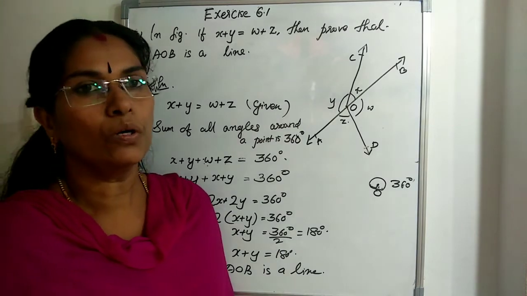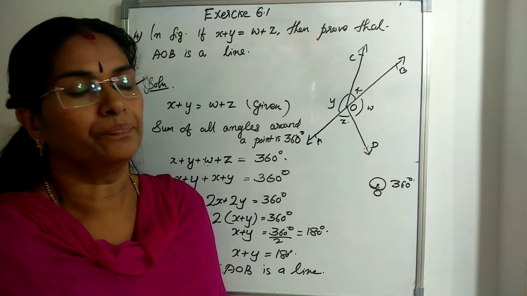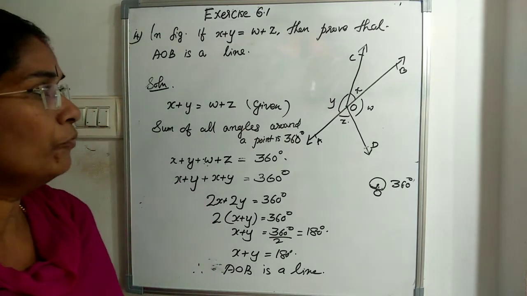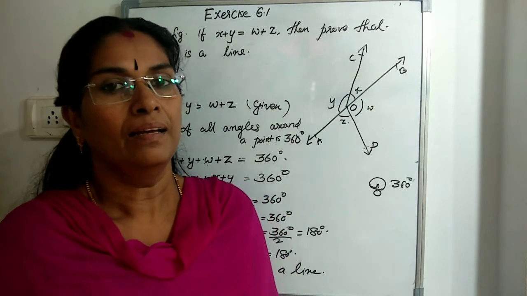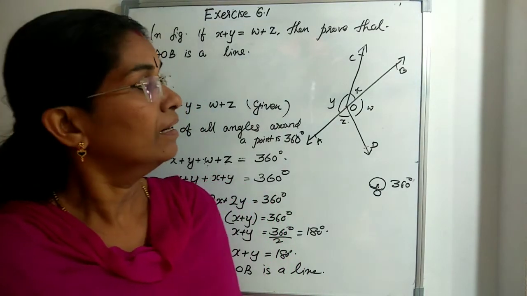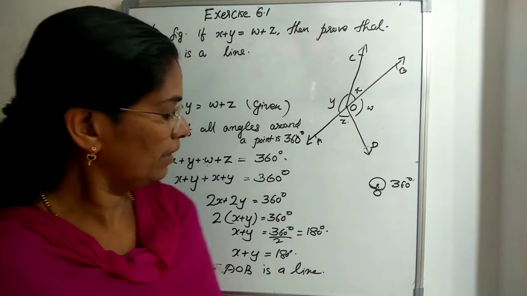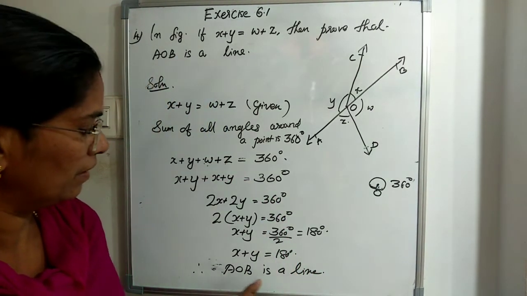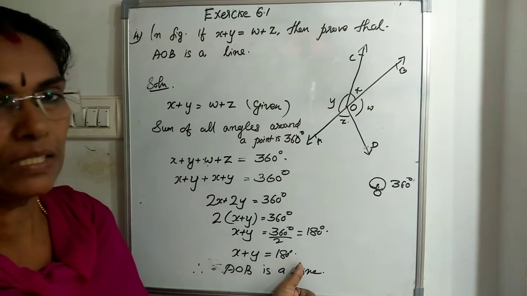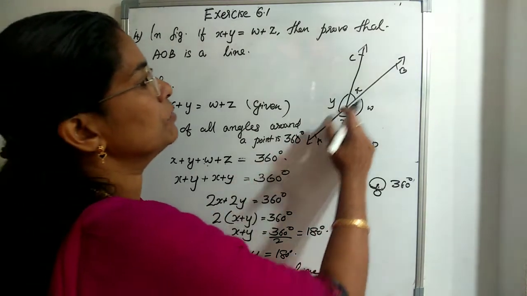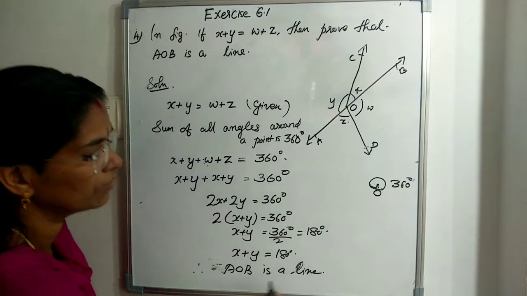Then the non-common arms form a line. That is another axiom: if the sum of two adjacent angles is 180 degrees, then the non-common arms form a line. That axiom we are applying here. x plus y is equal to 180, so AOB is a line. Clear this one?